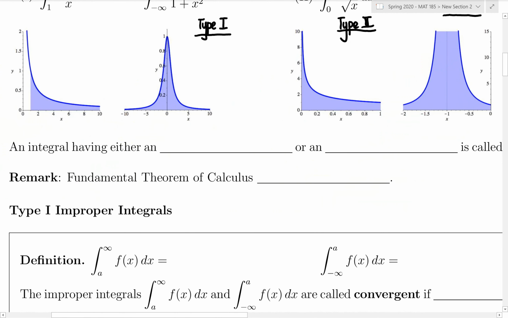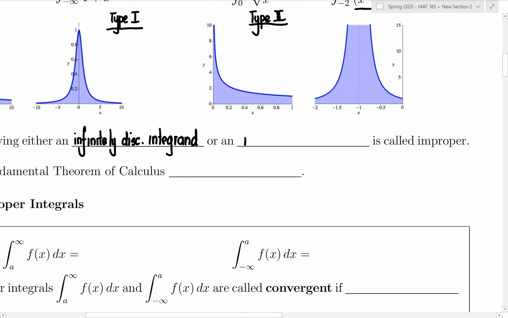So what is an improper integral? An integral having either an infinitely discontinuous integrand, or an infinite interval. If one of these conditions is satisfied, then we say it's an improper integral.